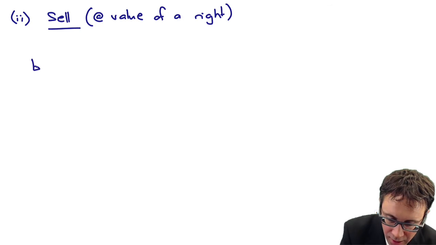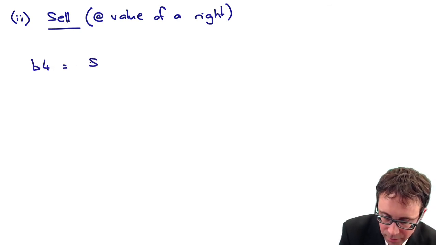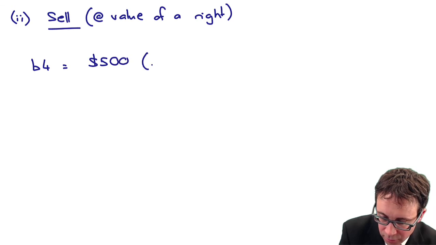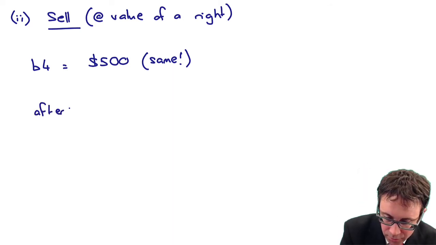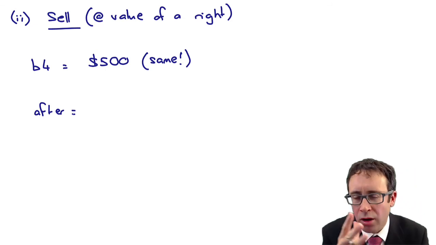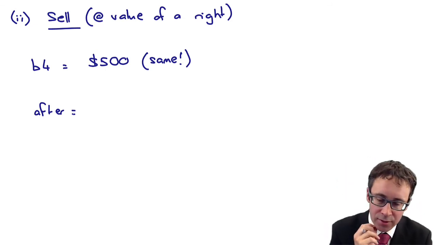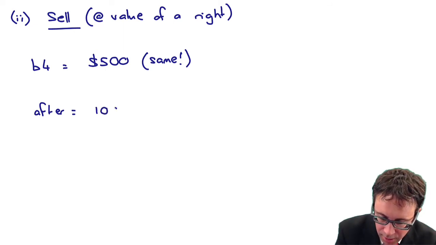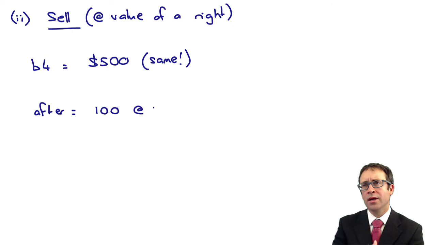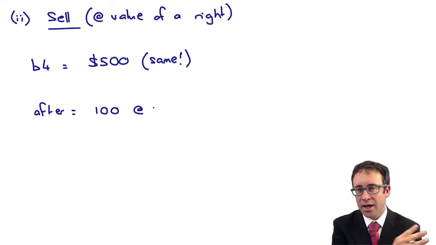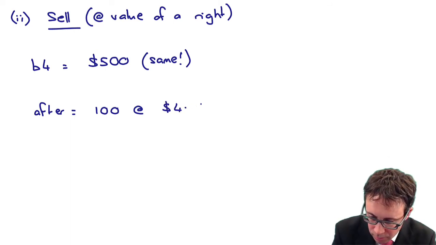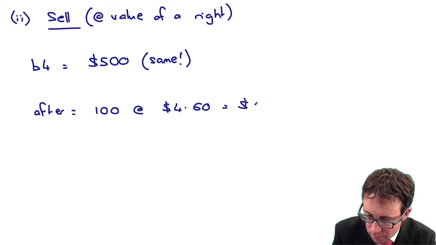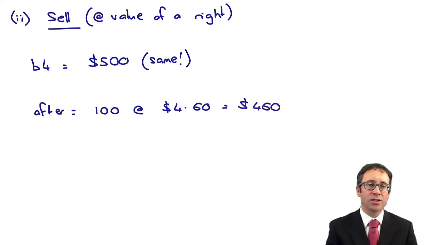But again, we need to go through there and look at it before. That's $500. Nothing changed there. It's the same as above, isn't it? Okay. But afterwards is a little bit more complicated because we've not bought the new shares, have we? So what we've got there is we still now have 100. Okay, we don't have 125, we've got 100. Okay, we haven't bought the shares, we've sold the rights to somebody else. So it's 100 at $4.60, which is $460, isn't it?